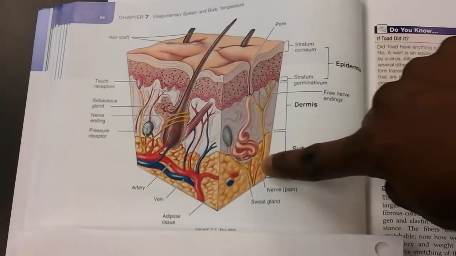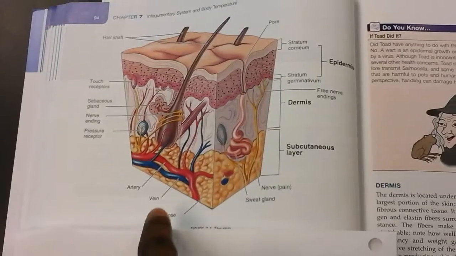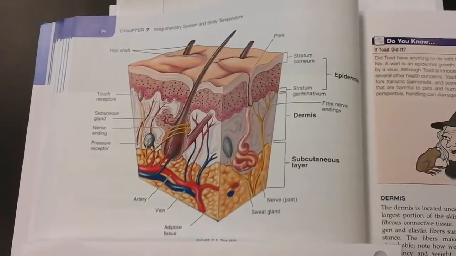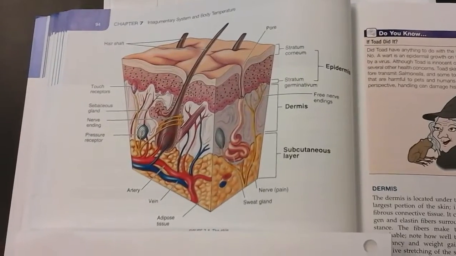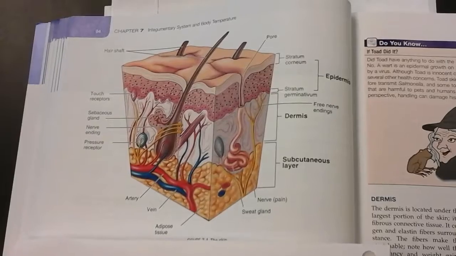Subcutaneous is composed of loose connective tissue and adipose tissue. Subcutaneous is not considered part of the skin, however, it anchors the skin to underlying structures such as bone. Also part of the integumentary system, you have hair and nails.